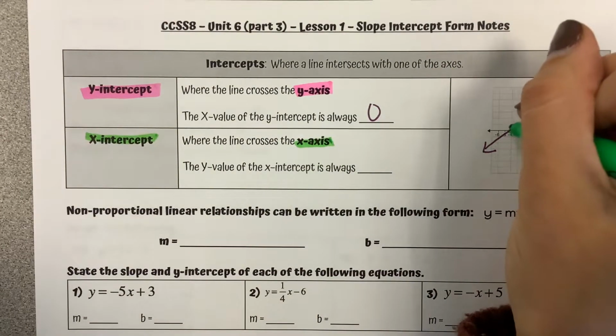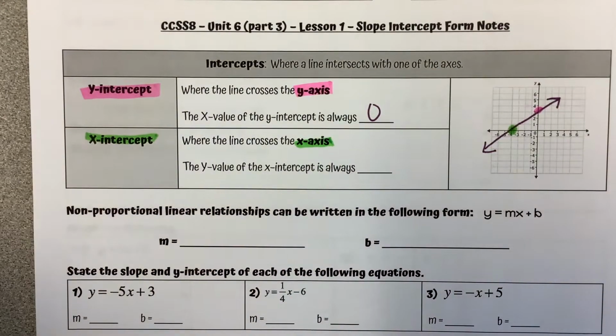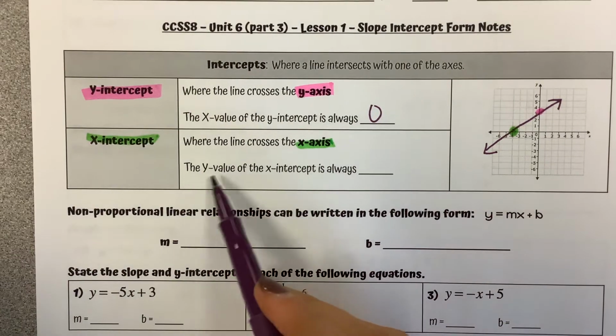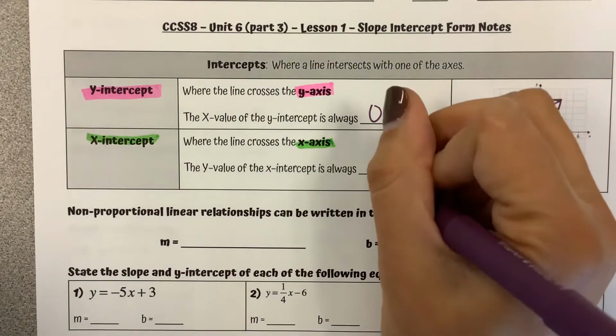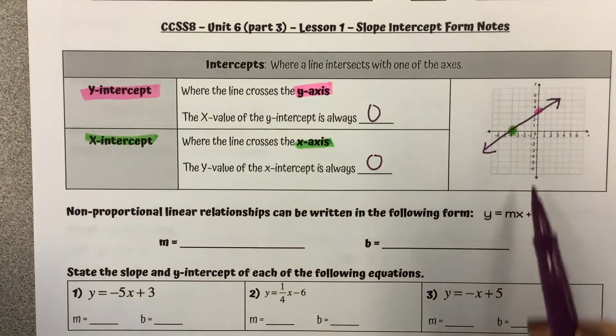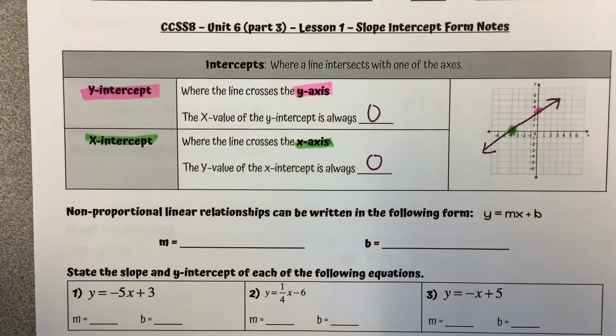For this line, it would be right here where it crosses the x-axis. In this case, the y value of the x-intercept is always zero because it doesn't go anywhere up or down. It stays on the axis.